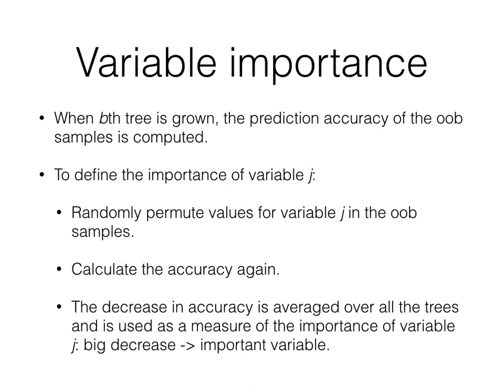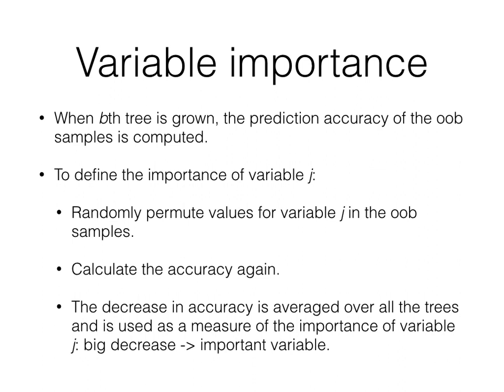The second thing we can do is to use the out-of-bag set to calculate the variable importance. When we grow the bth tree, we work out the prediction accuracy of the out-of-bag samples using that tree. Then when we want to define the importance of a particular variable j, what we do is we randomly permute the values of variable j in the out-of-bag set, and then we calculate the accuracy again.